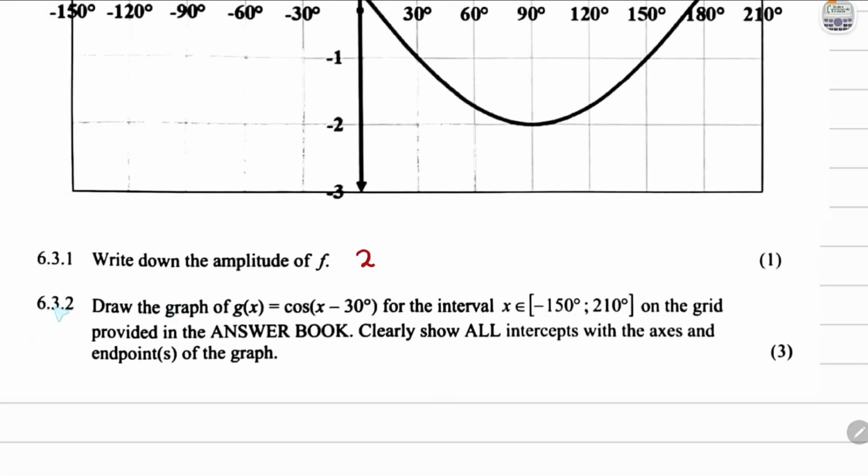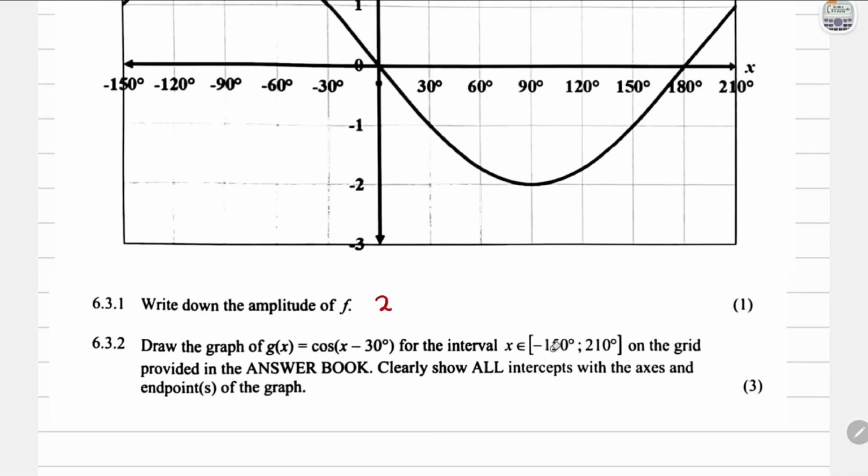Then the next question, 6.3.2 says, draw the graph of g of x is equal to cos(x minus 30 degrees) for the interval where x is an element of negative 150 to 210 degrees on the grid provided in the answer book. Clearly show all intercepts with the axes and the endpoints of the graph.